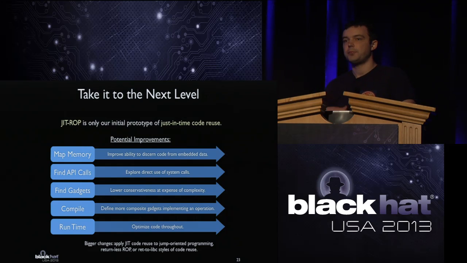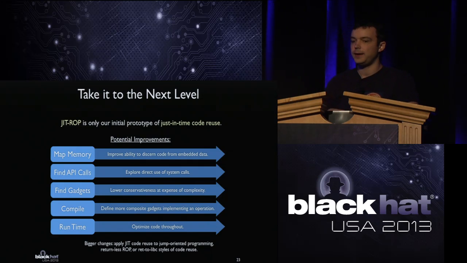Now keep in mind that everything I've presented so far is our initial implementation of JIT-ROP. And so there's a lot of room for improvement in this. For example, in our memory mapping phase, a lot of times when you're disassembling code, there's also a lot of data intermixed within that code. So there's the potential to misread data as code and accidentally point to a page that's not actually code and crash the program while we are mapping memory. So one thing we could do to improve this is have some better algorithms for discerning actual code from what's just data, but it's embedded in the code section.